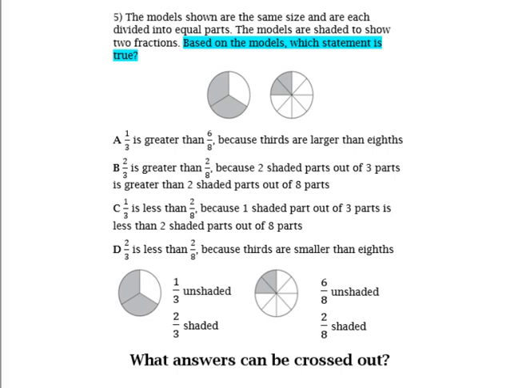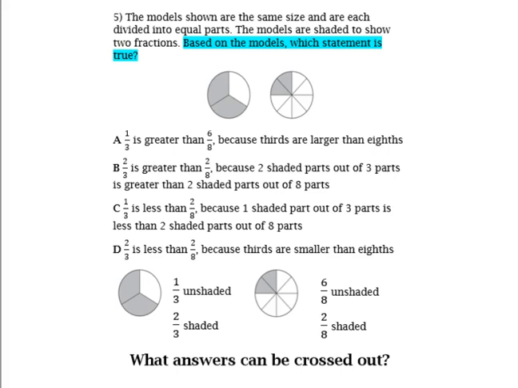C, 1/3, which is the unshaded section on the left-hand side, is less than 2/8. That's actually the shaded part on the right-hand side, because remember, 2/8 is shaded on the right, because 1 shaded part out of 3 parts is less than 2 shaded parts out of 8 parts. So on this answer, we're looking at the unshaded part on the left. Is that less than, or smaller than, the shaded part on the right?